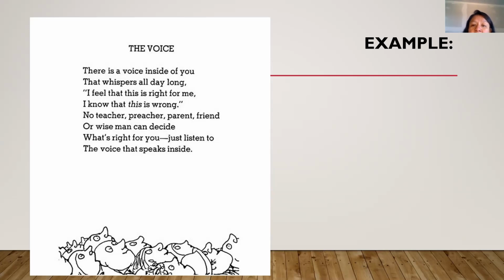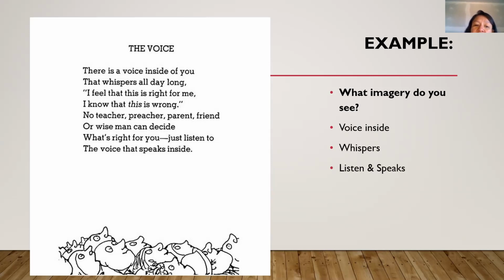So the first thing we're going to look for is imagery. What imageries do we see in here? One is voice inside, because that's something you would feel inside of you. You would think it, so you feel it. Whispers, that's something you do, something you speak, something you say, whispers. Listens and speaks, those are still things that you do. You hear with it, you speak with it.